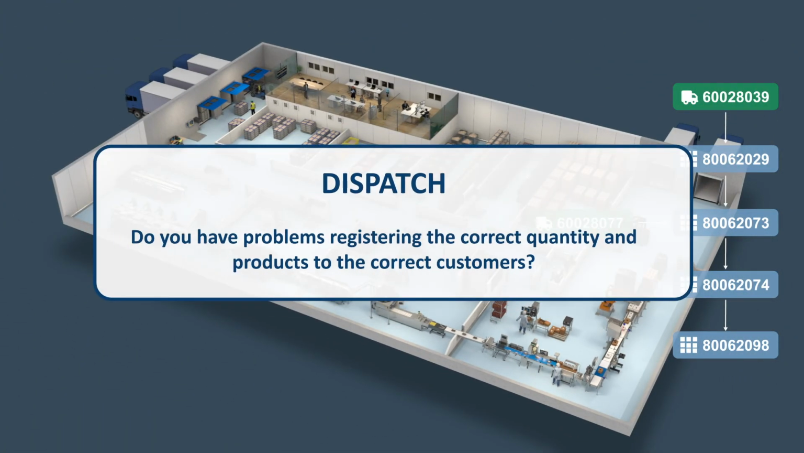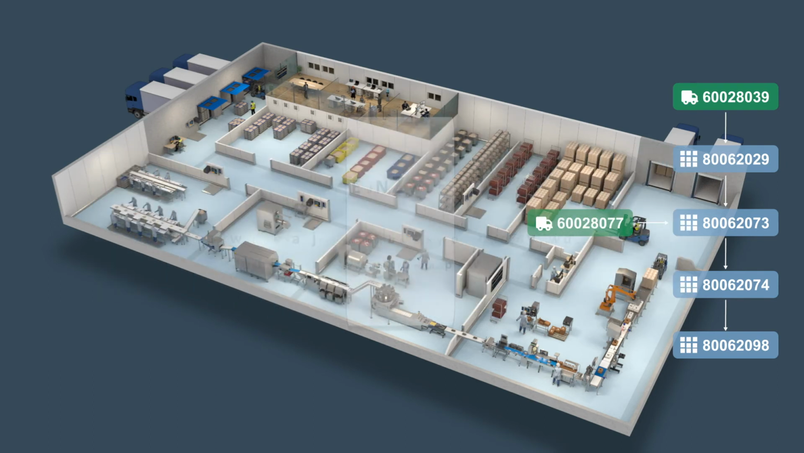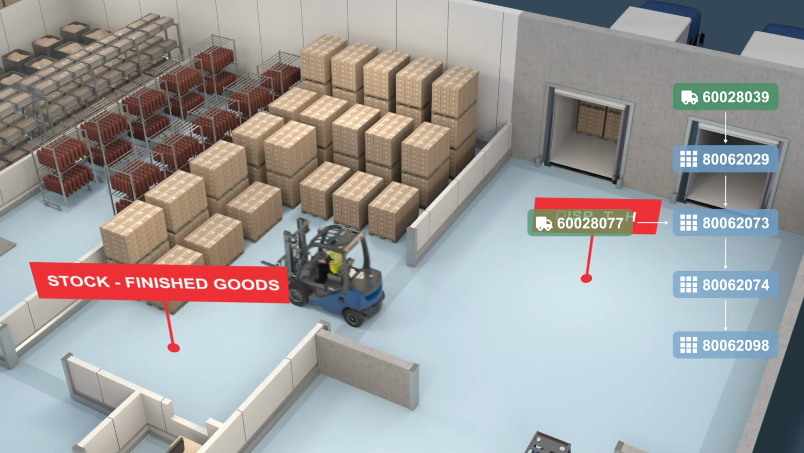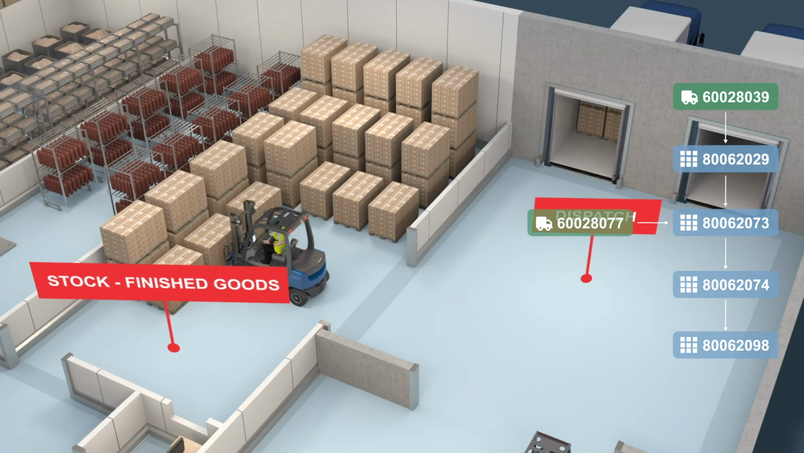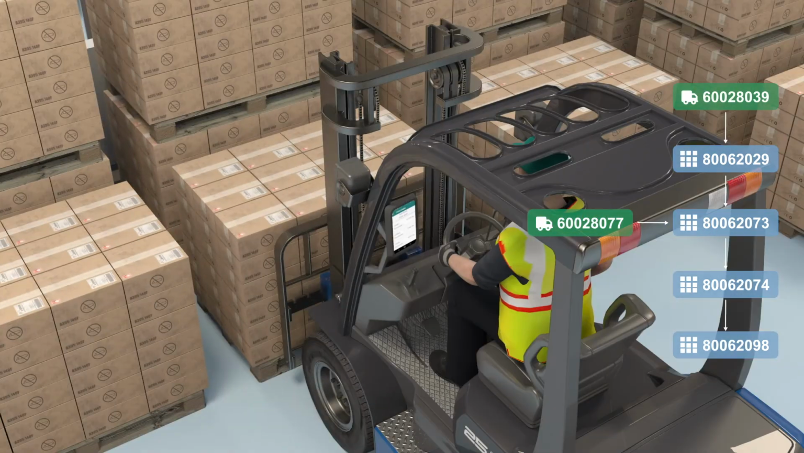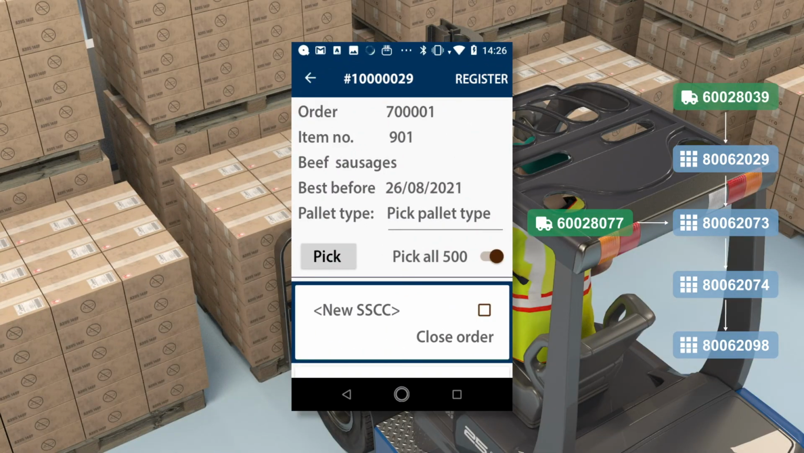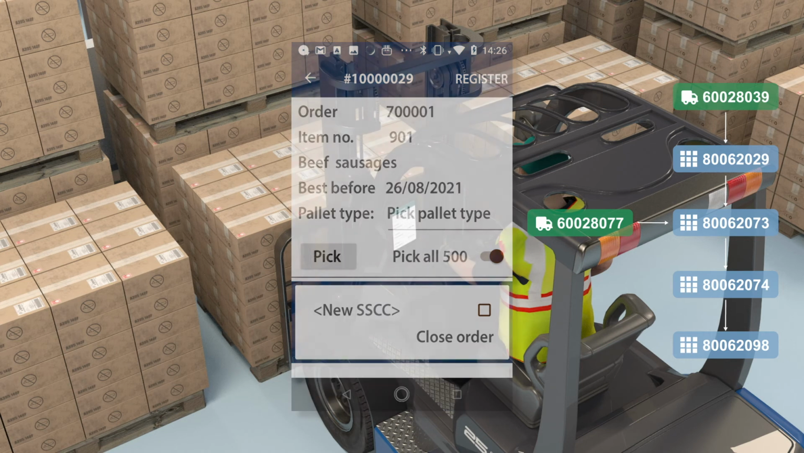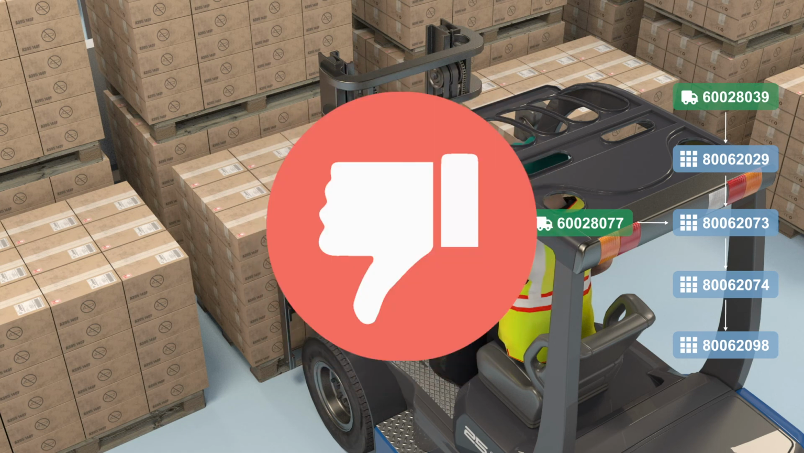Do you have problems registering the correct quantity and products to the correct customer? Scanplant features a smart dispatch module for picking the right order for the right customer and generates solid documentation in case of customer claim. When picking pallets for a customer order, the operator scans the barcode ID on the label to check if it matches the order line. If it's a wrong pallet, he receives a warning from the Scanplant system.